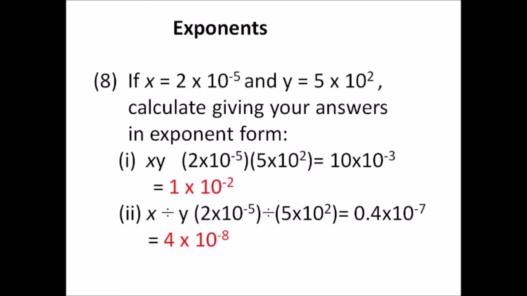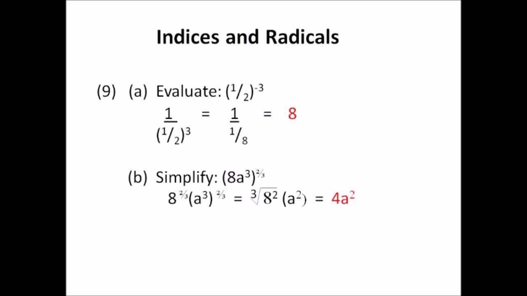Number 9, you have to do the indices and radicals. So evaluate a half to the negative 3, so it's 1 over, change it to a positive. And then you have to divide by this, so you multiply, so 8 on the top. And B, when you simplify that, you would get 4a squared, because 8 to the 2/3 is 4, and then a to the 3rd power times 2/3 is a squared.